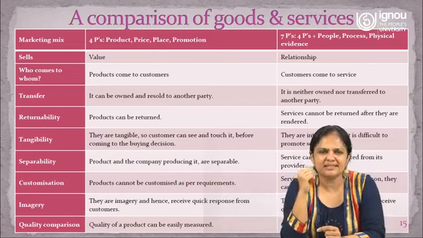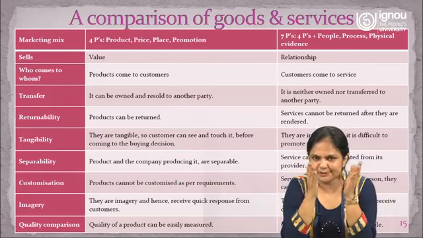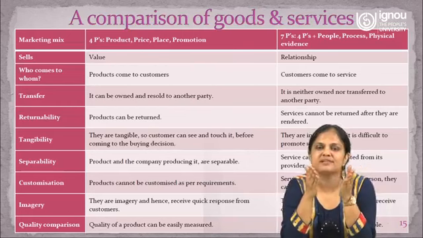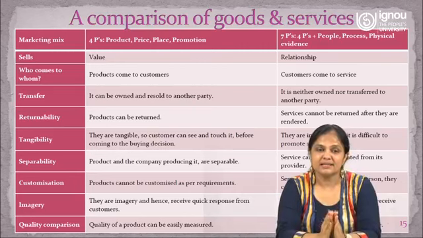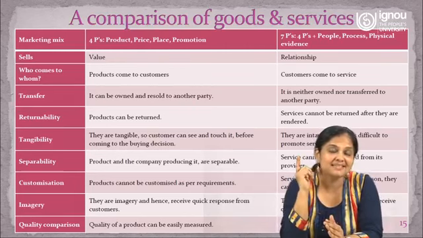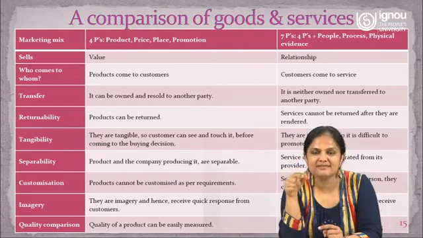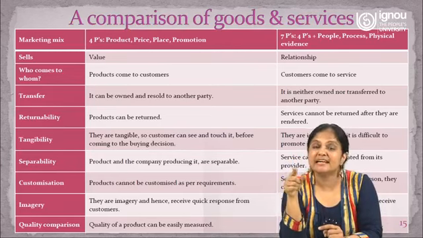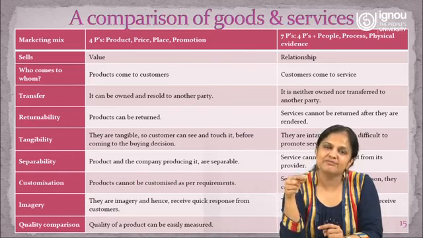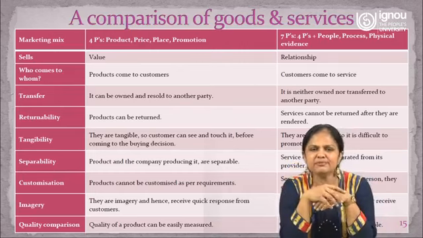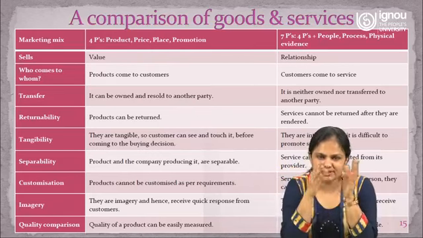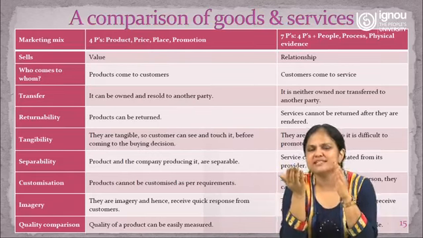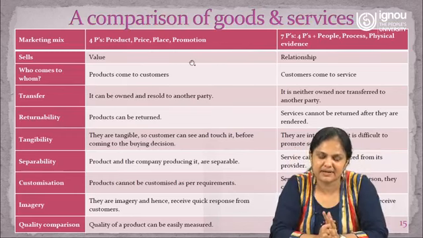Product and the company producing are separable in case of goods, but in case of services they are inseparable. In the case of goods, the products can be standardized but cannot be customized. But in case of services, products may not be standardized but can be customized as per the choice, preferences and taste of individual customers, right? And quality of product can be easily measured, whereas quality of service can be measured only after consuming it. So if you want to compare goods and services, we can have these parameters.